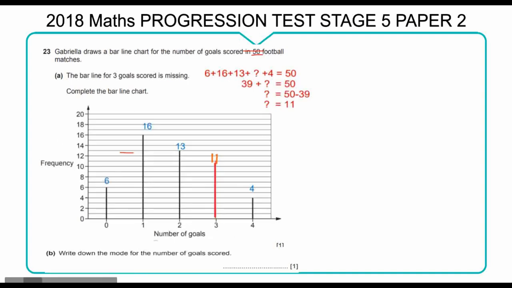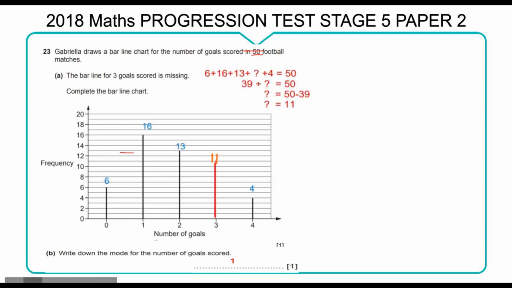Question B, write the mode for the number of goals scored. 10 seconds. So let's review the answer. The answer is 1, since number of goals 1 has the highest frequency, that is 16.